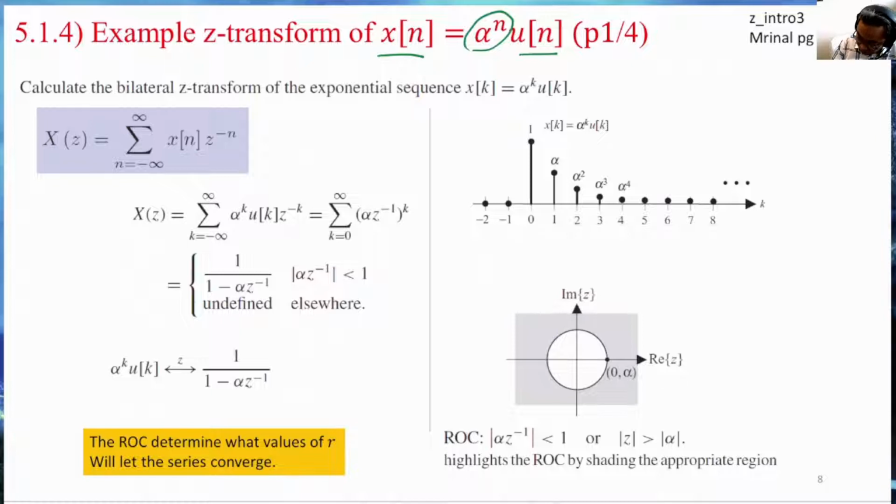I'm plotting n, and this is a^0, and a^0 of course is 1, and there's nothing in between because this is a discrete sequence. So this is a^1, and the second one is a^2 at time index 2, and so on and so forth. This is a geometric sequence.